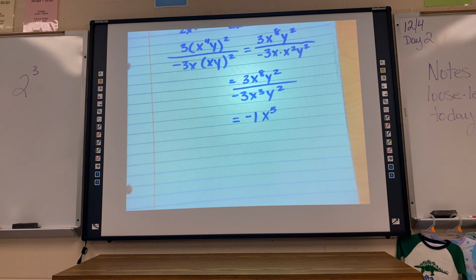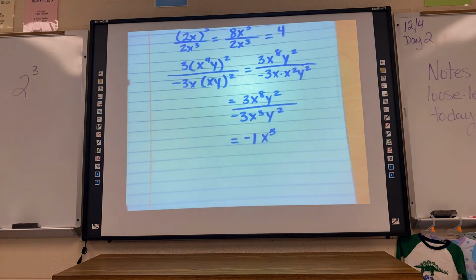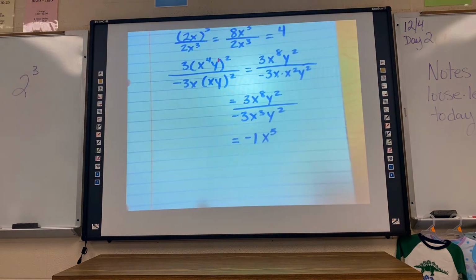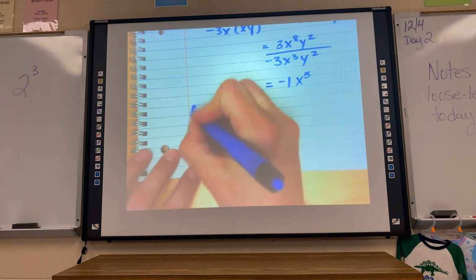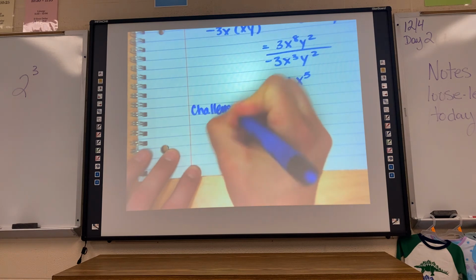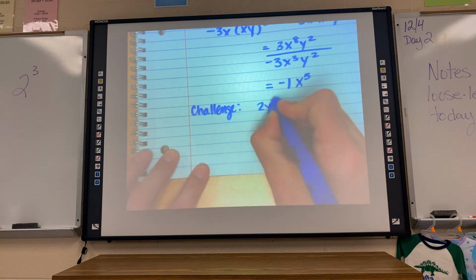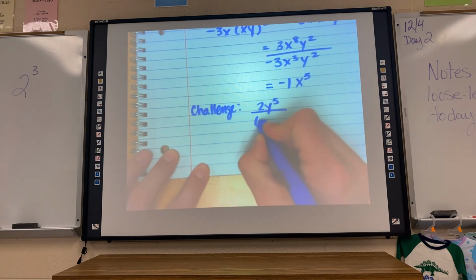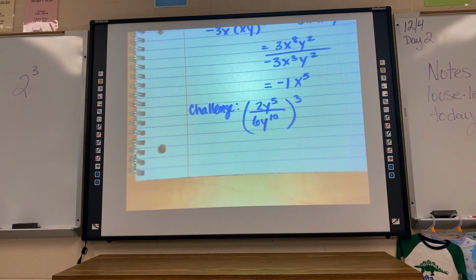Josh, in the beginning, did you get the 8 from multiplying the exponents? Yeah, 4 times 2. Yep, because it's a power raised to a power. And this technically is a 1, so 1 times 2 is just 2. Okay? All right, let's do a little challenge here. Two y to the 5th divided by 6y to the 10th, all to the 3rd. Work on that one. Let's see what you come up with.